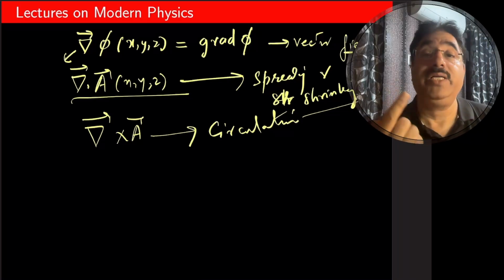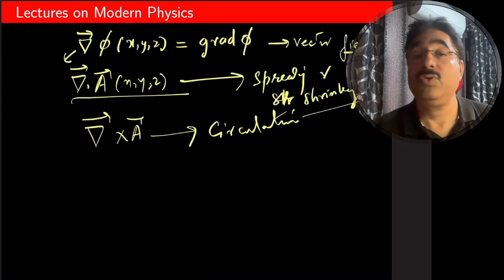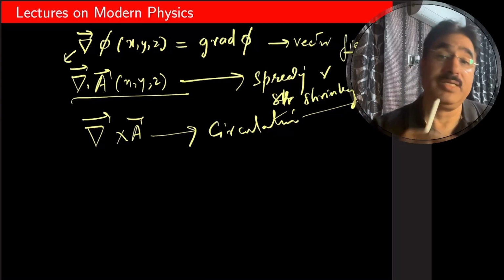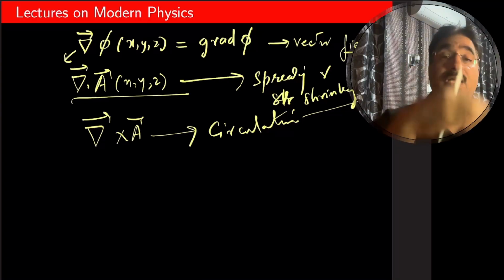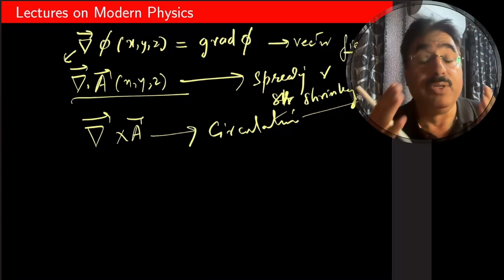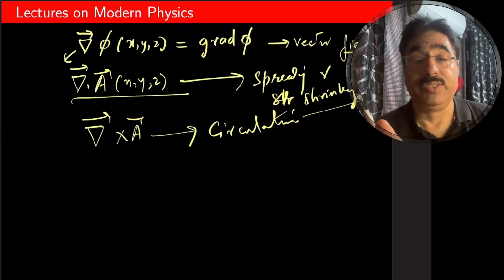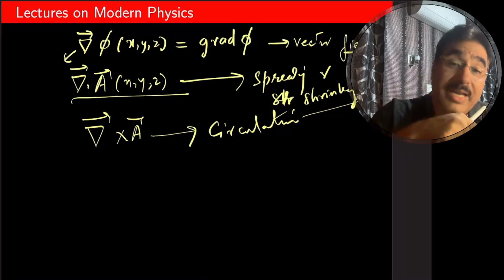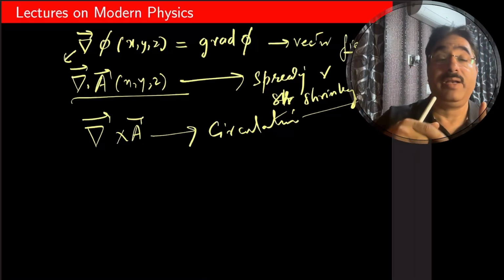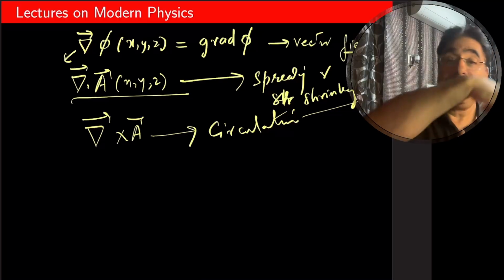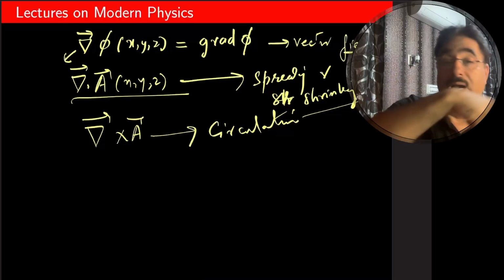If there is circulation, then the curl is finite. If there is no circulation, then it is zero. For example, the electric field spreads out, but it doesn't circulate. So the curl of the electric field would be zero due to a point charge or a charge source. But if you take a magnetic field, say you have a conductor and you pass current through it, the magnetic field curls around, it circulates.